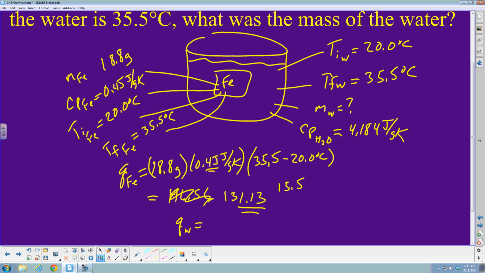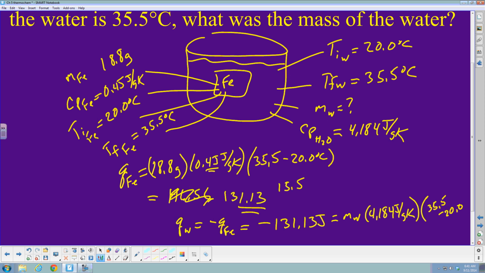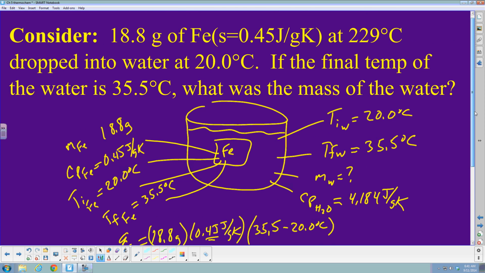Q water is going to be negative Q iron, so that's going to be a negative 131.13 joules, and then we know Q water also equals what? M water, we're trying to find that, C sub P water, 4.184 joules per gram Kelvin, and delta T water. Delta T water is 35.5 minus 20.0. I made a mistake here somewhere, didn't I?